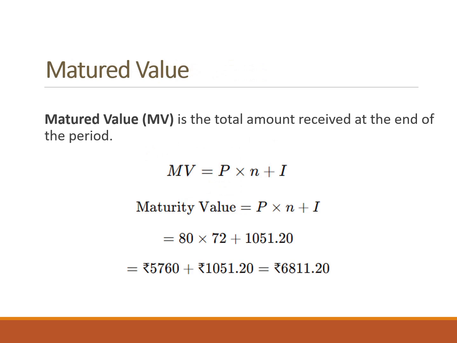Next, we calculate the maturity value using the formula. Maturity value equals P times N plus I. Substituting the values, we get 80 times 72, which is 5,760, plus the interest of 1,051.20. The total comes to 6,811 rupees and 20 paise.